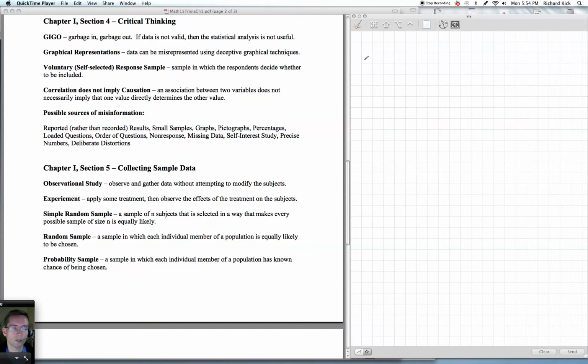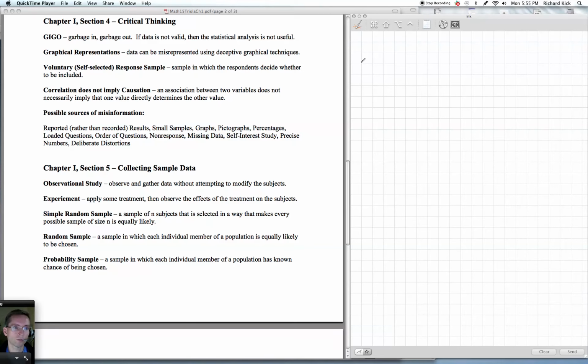Correlation and causation are two concepts that are often looked at as one implying the other, and that's not necessarily true. If you have two things that seem to be related, that doesn't necessarily mean that one causes the other. So correlation does not imply causation.